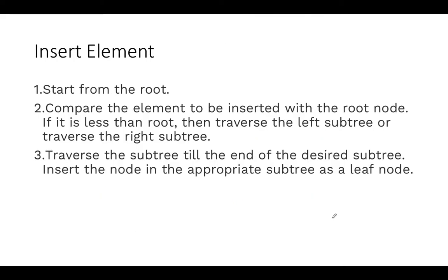So to insert an element in the binary search tree, first we start from the root and we compare the element we want to insert with the root. If it is less, then we go to the left subtree. If it's more, we have to go to the right subtree. We continue until we reach a leaf node, and we add the new node as a leaf node.